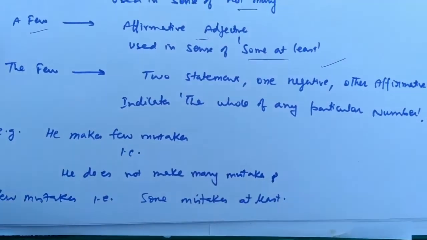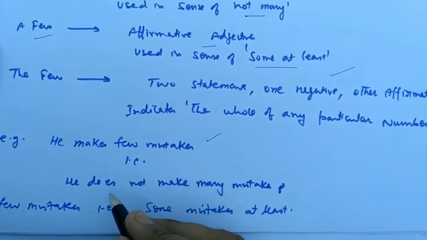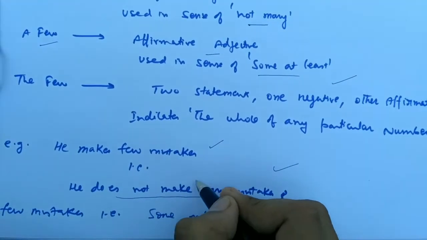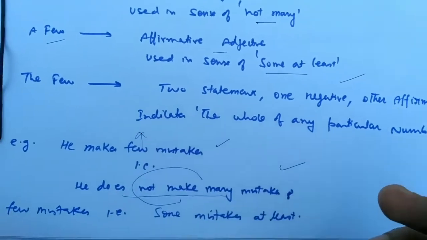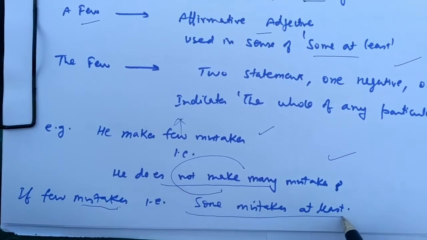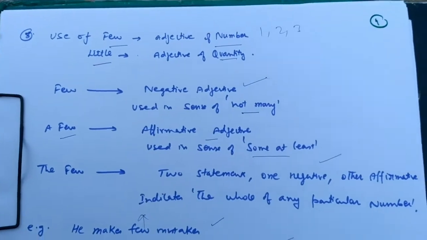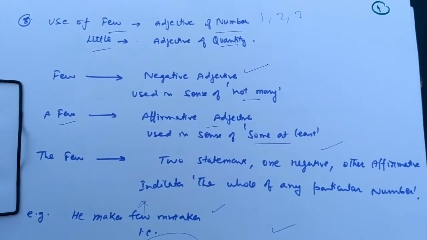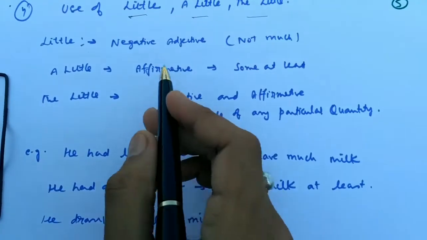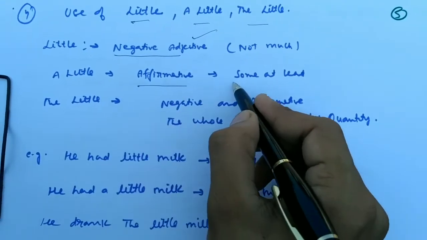The word few has two types of meaning, as in he makes few mistakes. He does not make many mistakes. Here it has the same meaning. So few does not mean none. If a few mistakes, some mistakes at least. So a few means some, he has made some types of mistakes. So here you have to use these types of rules. Next is the use of little, a little and the little. Little, quantity, negative. A little, affirmative, something at least.